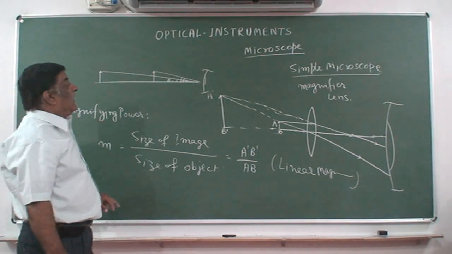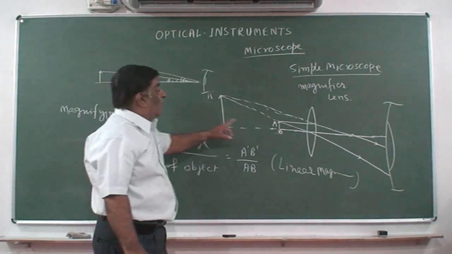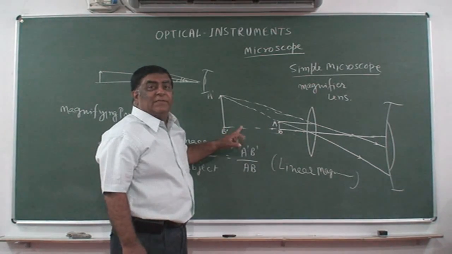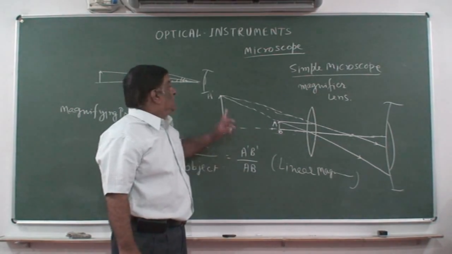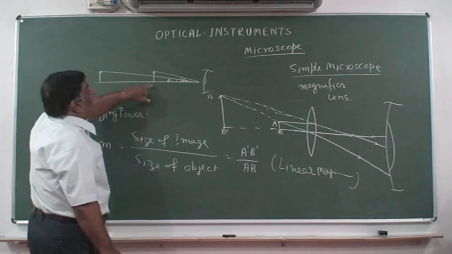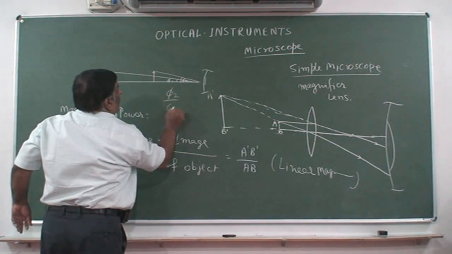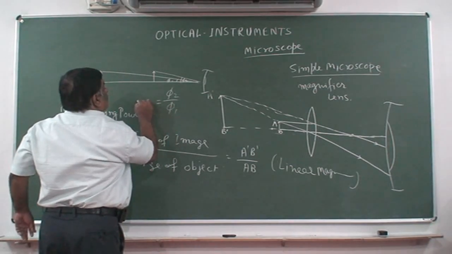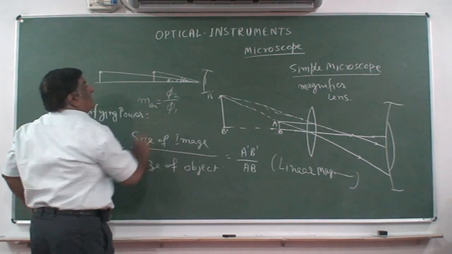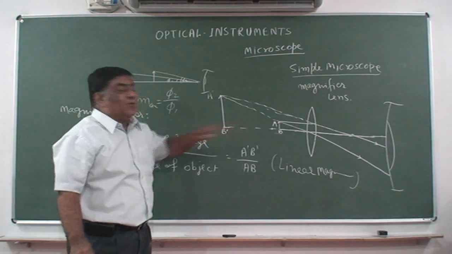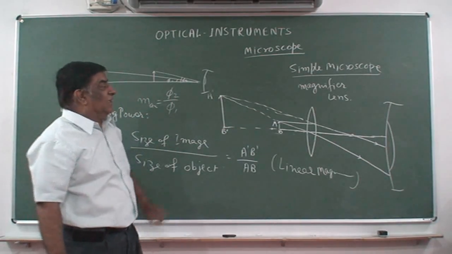Now suppose we have made an image of this object. Then what is angular magnification? We want to know. Here we have defined angular magnification as phi 2 upon phi 1. This is angular magnification. But in this case, how do we calculate angular magnification?